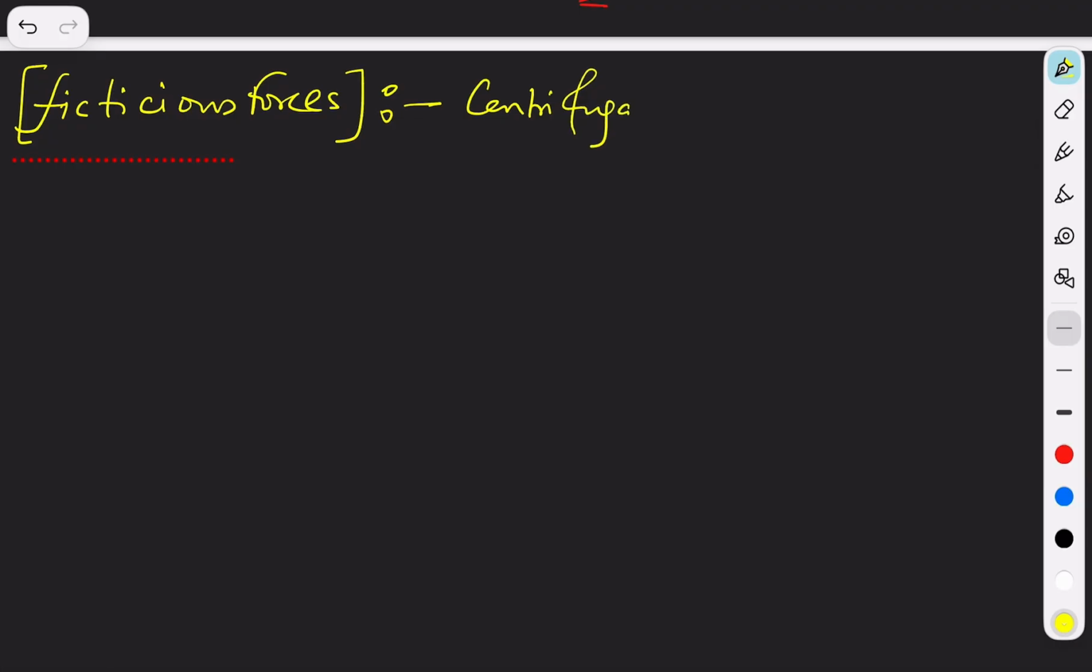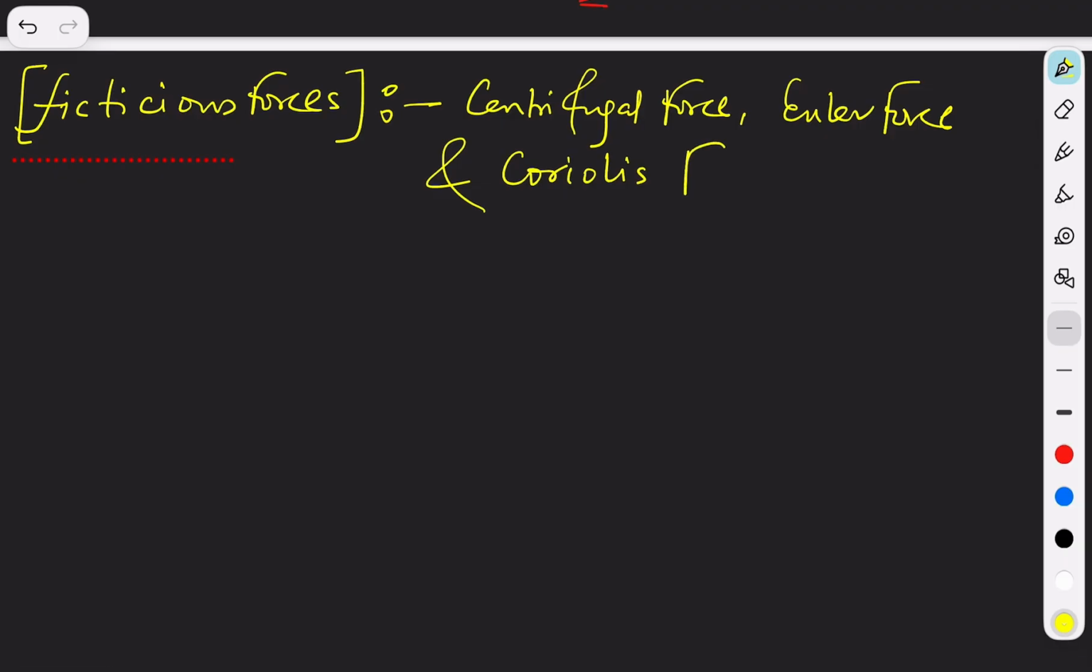Fictitious forces, that is pseudo force, sorry, centrifugal force, Euler force, and what was Coriolis force. Okay, Coriolis force. So all these three we are going to cover in the next lecture.